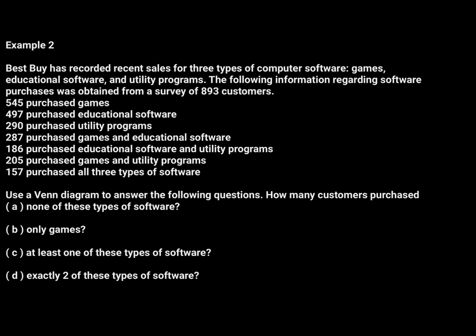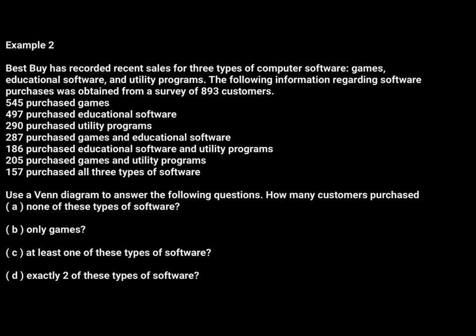All right, now we're kind of beefing up the example here. This is going to be a lot of information. All right, Best Buy has recorded recent sales for 3 types of computer software: games, educational software, and utility programs. Stop right there. That's 3 different types of software. That means we're going to have a Venn diagram with 3 sets: games, educational software, and utility programs.